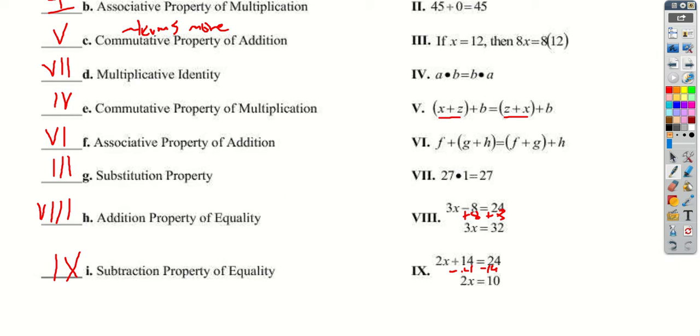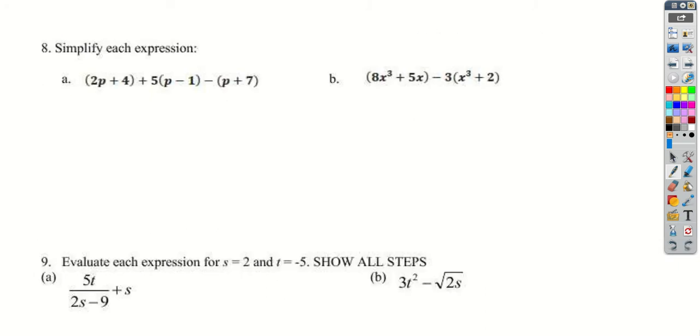All right, on to the next one. Simplify each expression. So we want to make sure with parentheses, we're distributing anything through, any numbers. If there's a minus sign here, we're putting a 1 down and we're distributing a -1 and changing the signs. Then we're going to look for like terms, okay? Combine the terms and put it in standard form. So this is just 2p plus 4.